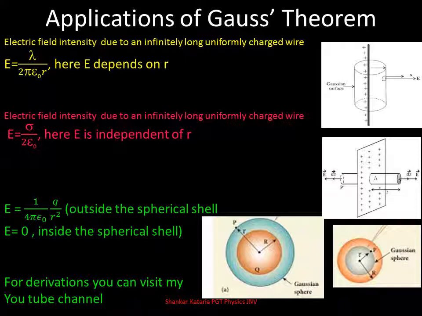And for a spherical shell, the electric field at any point outside the shell is similar to that of a point charge. Whereas inside the shell, there is no electric field, because if a Gaussian surface is drawn inside, then it would not enclose any charge. Therefore, the field inside the spherical shell is 0.